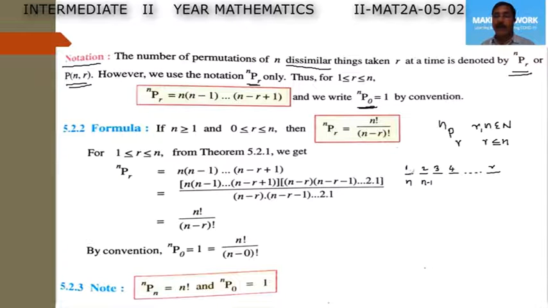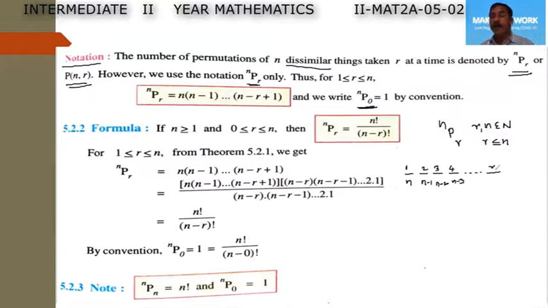So when the repetition of elements is not allowed, the first blank can be filled with all the n different elements in n ways, and the second blank can be filled with the remaining n minus 1 elements in n minus 1 ways. Now, when we come to the third blank, we have already used two elements to fill the first two blanks. The remaining elements on our hand are n minus 2. Therefore, the third blank can be filled in n minus 2 ways. And when we come to the fourth blank, the number of elements in our hand will be n minus 3, because three elements are used to fill the first three blanks. Therefore, the fourth blank is filled in n minus 3 ways, and so on.